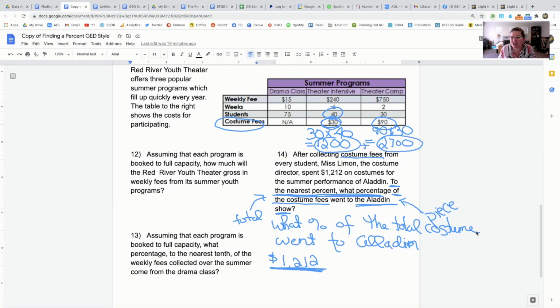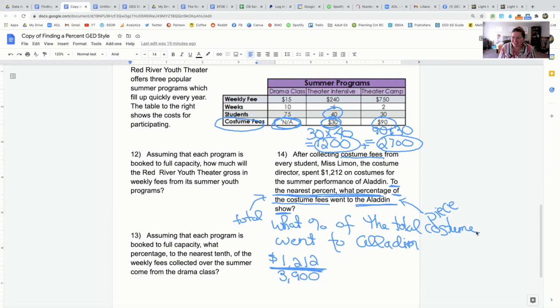And if you're thinking, why did she ignore drama class? Here's why. N/A, there's no costume fees for the drama class. So it's not me ignoring it. It's the summer programs. So 1200 plus 2700. Okay, $3,900. So $1,212 out of the total $3,900 of costume fees is for Aladdin.